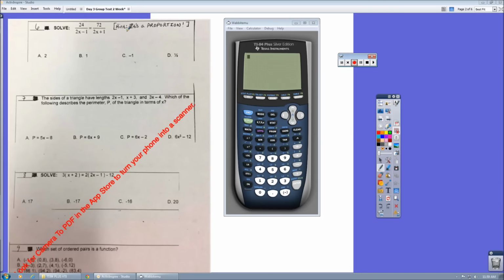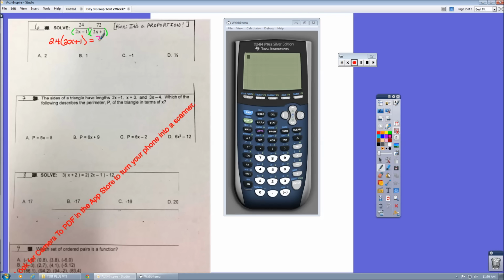Okay, we have a proportion. Solve it like a proportion. You probably think, well, I'm going to cross multiply and divide, but in Algebra 1, we cross multiply and solve. So let's cross multiply. Pick 2 of them across from each other. We'll do 24 times 2x plus 1 and 72 times 2x minus 1.